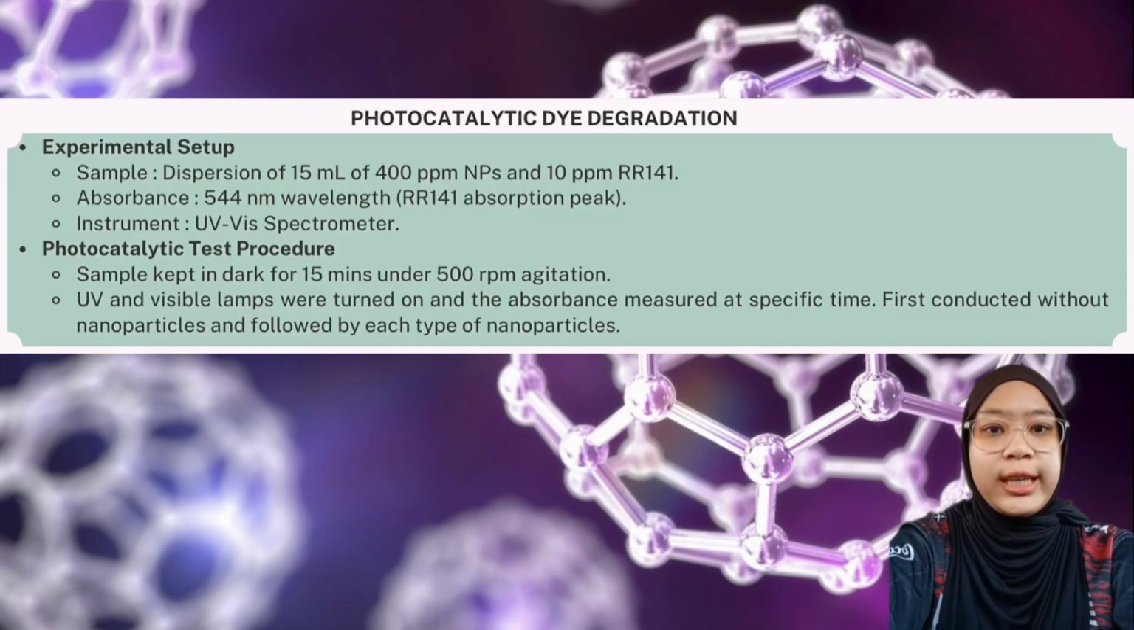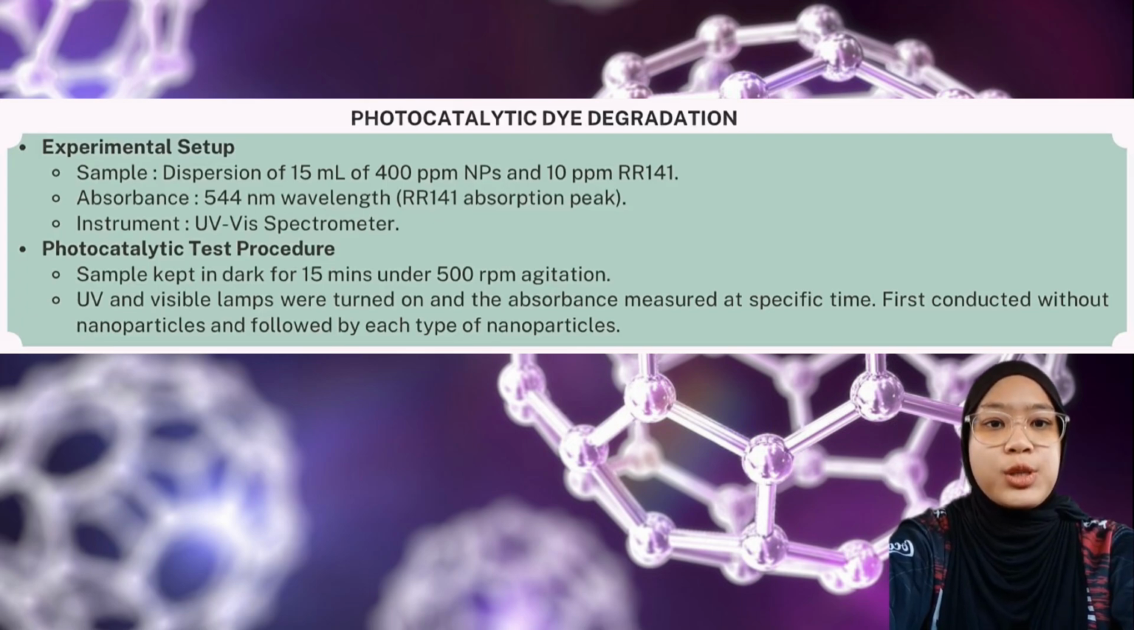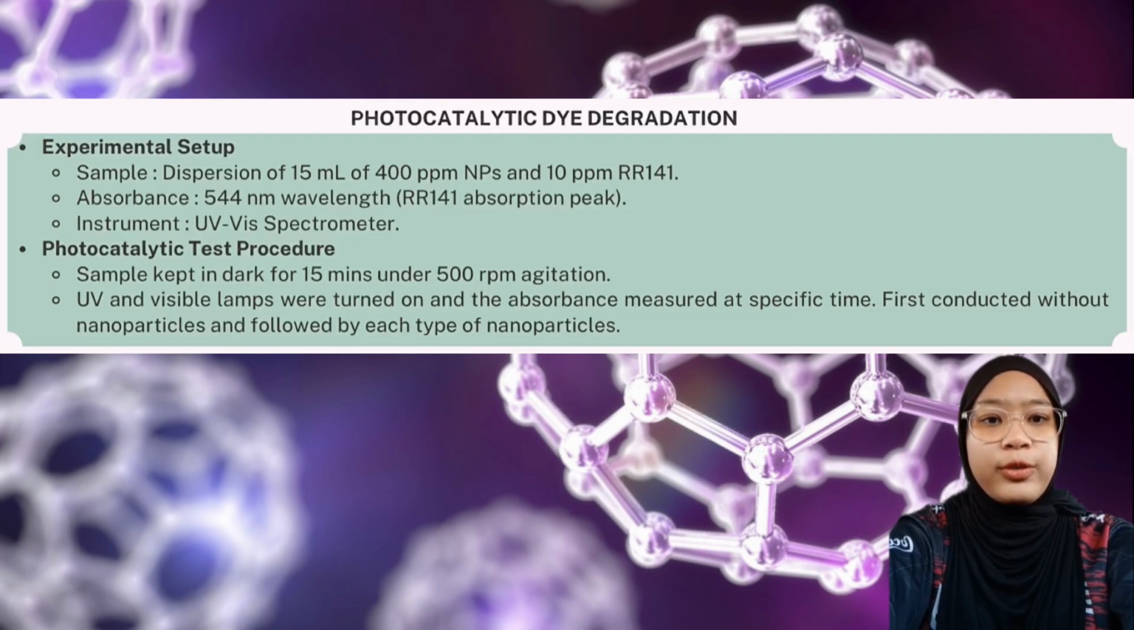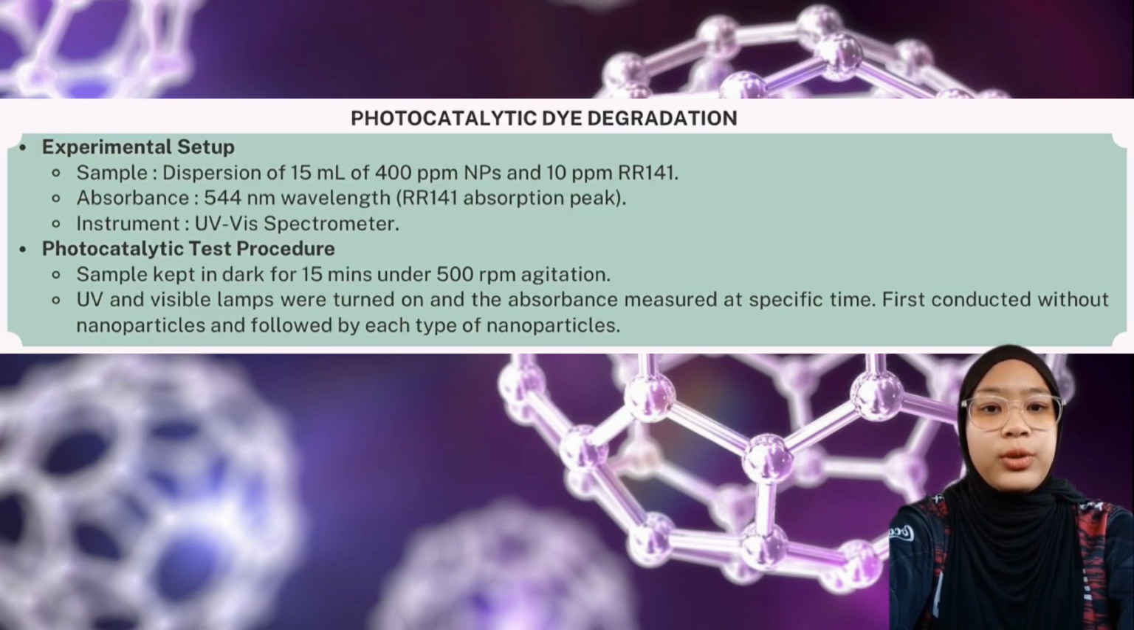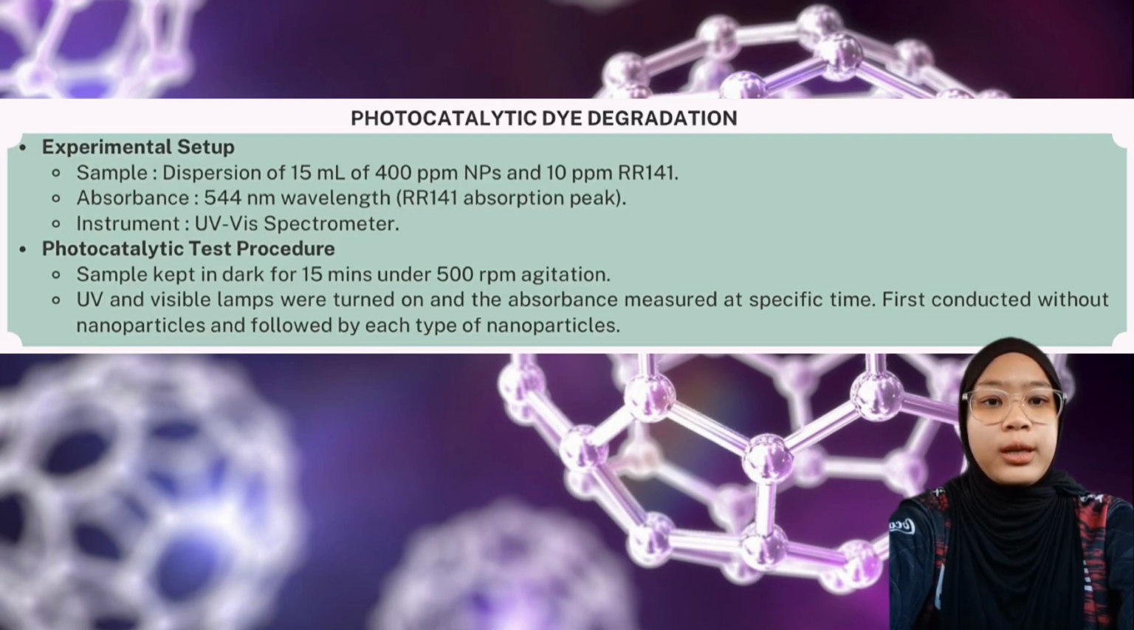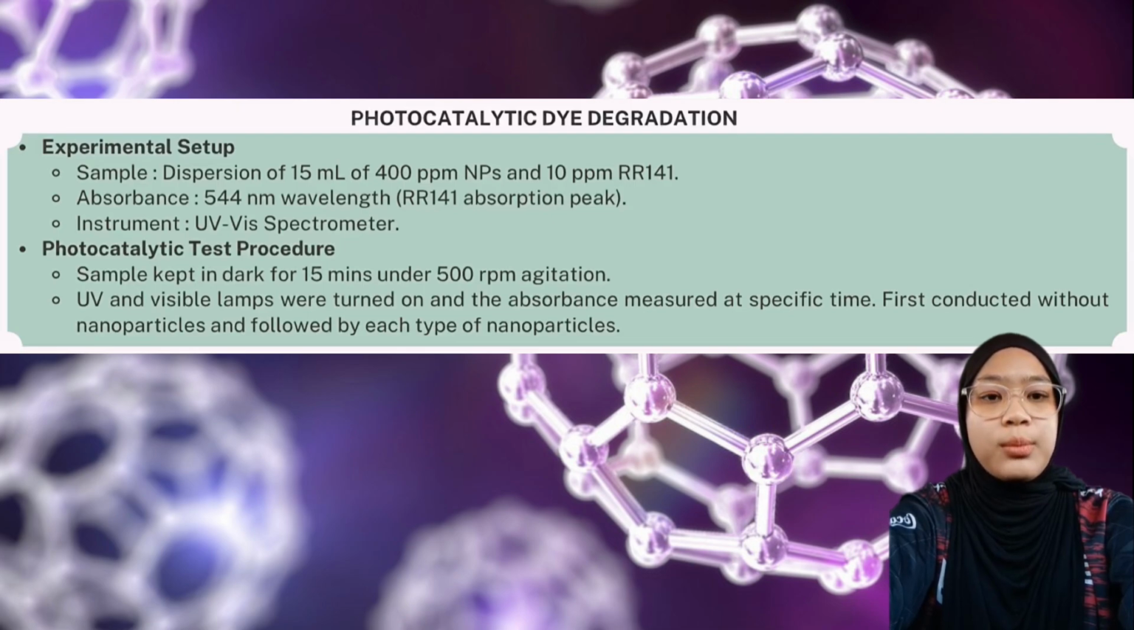We evaluated the photocatalytic degradation of RR141 dye using both UV and visible light. The sample was prepared as a 15 ml dispersion containing 400 ppm nanoparticles and 10 ppm of dye. Then the sample was kept in the dark for 15 minutes under 500 rpm agitation to ensure any possible adsorption occurred. After this phase, the sample was exposed to UV and visible light to measure absorbance at 544 nanometers using a UV-Vis spectrometer. Control tests were also conducted to check for photolysis, followed by the nanoparticles in the dye solution. Lastly, the result was compared with commercial TiO2 and WO3.